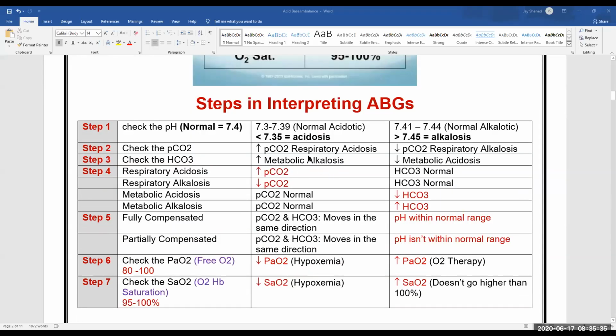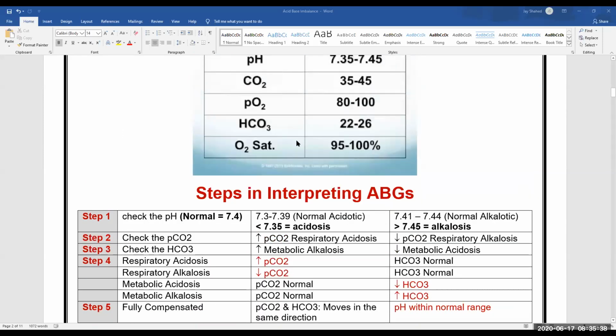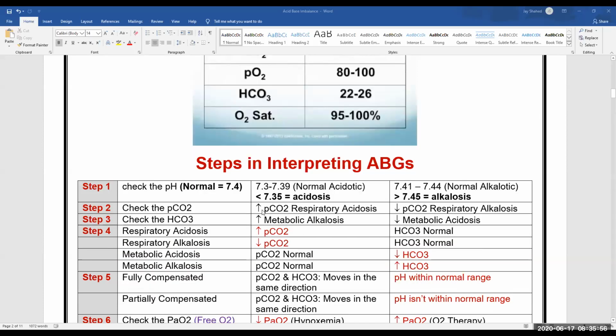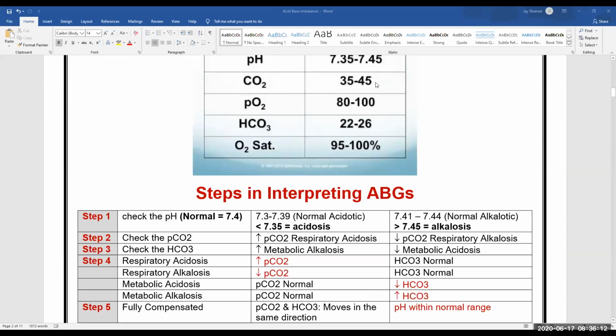For the PCO2, we need to look at the PCO2 level, which is over here. We said 35 to 45 is normal. Anything higher than that, and remember, CO2 determines what? The acidity. So when it's higher than 45, then it's acidic. Lower than 35, it's basic. Now CO2 determines the lung. HCO3, which is this one here, determines the kidney. So this is referred to as metabolic, and this is referred to as respiratory.